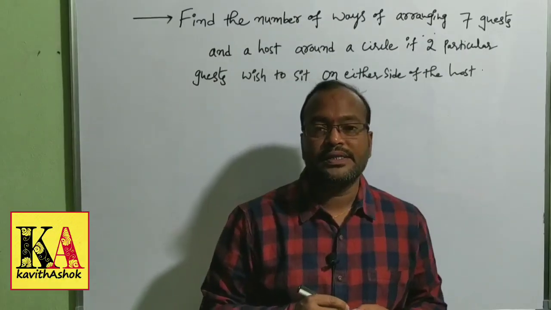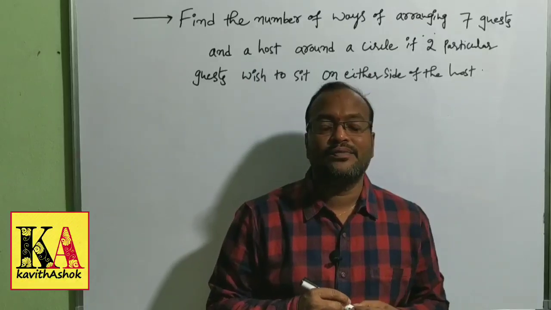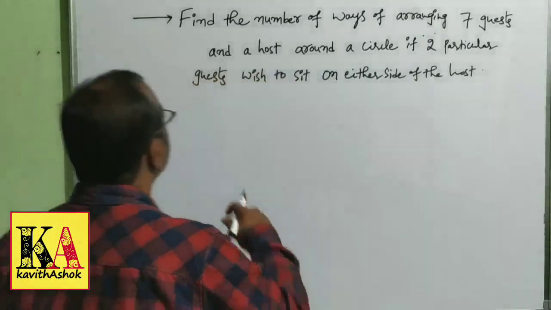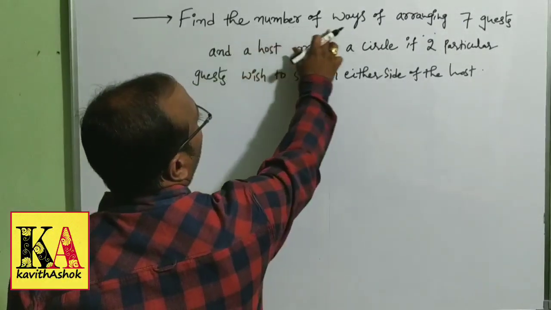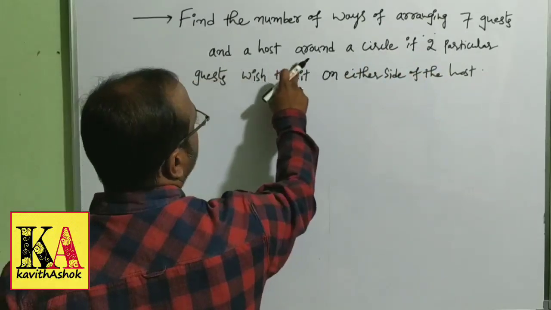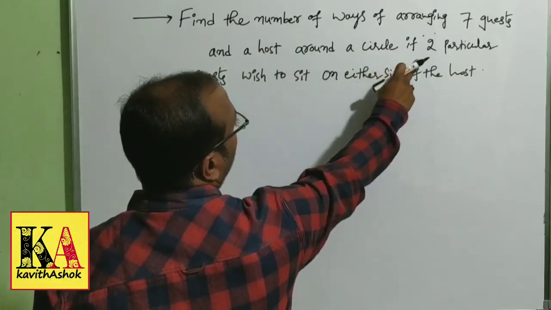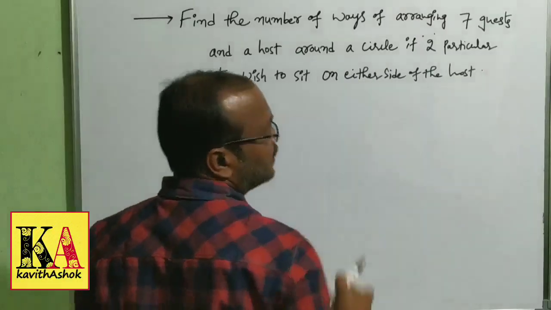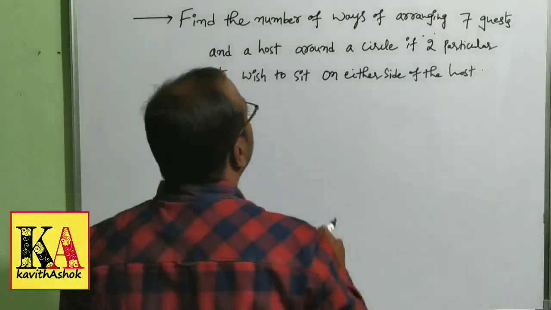Today we are going to discuss the extension part of the circular permutations. Very important questions. Look at here now. Find the number of ways of arranging 7 guests and a host around a circle if two particular guests wish to sit on either side of the host. So look at here now.